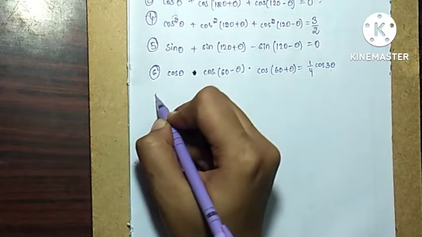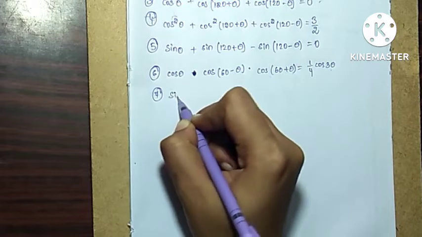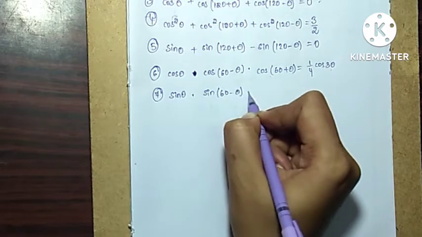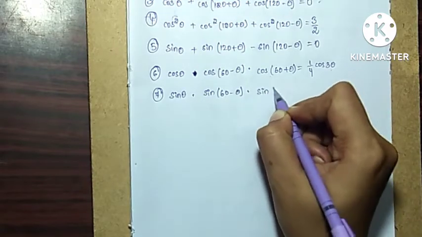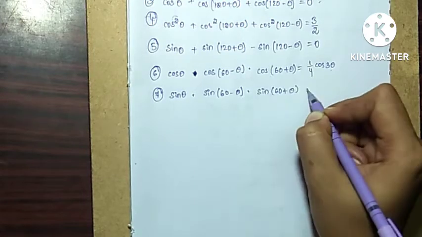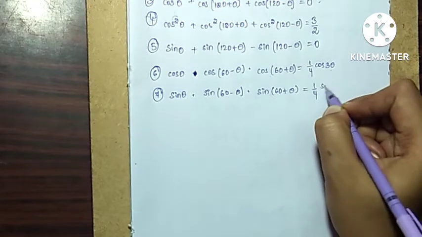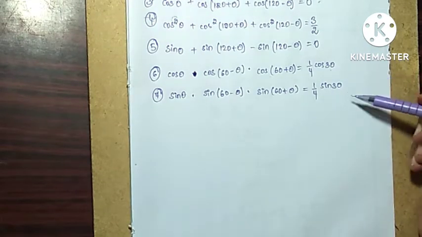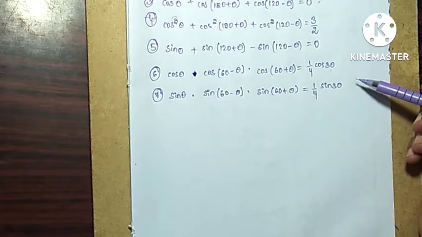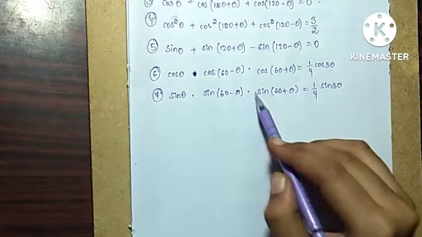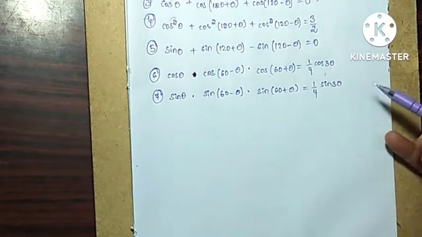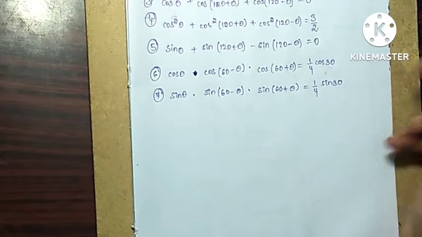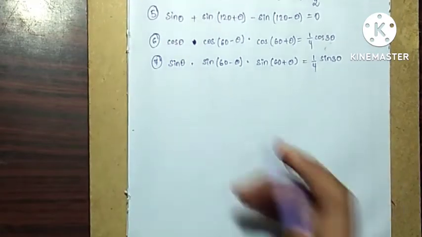Now we will write the sine form. sin theta into sin(60 - theta) into sin(60 + theta) = 1/4 sin 3 theta. For the cos form we write cos, for the sine form we write sine. There are 3 terms, so we write 3 theta. Sine is there, we write sine. Cos is there, we write cos. And 1/4 is the extra in the product form. Not a big deal.